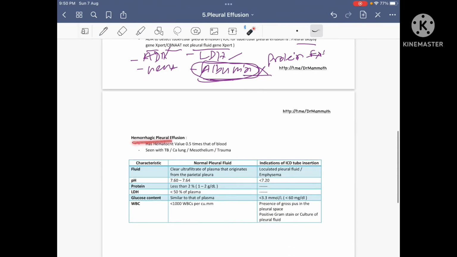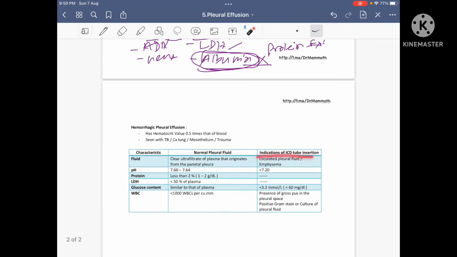Hemorrhagic pleural effusion has a hematocrit value 0.5 times that of the blood, seen in TB, CA lung, mesothelioma, and trauma. This is a table. You should remember the indications of ICD tube insertion and just read one time the normal pleural fluid values.